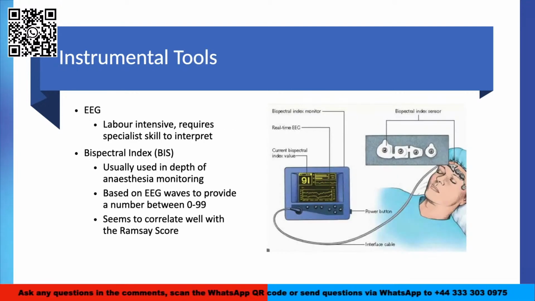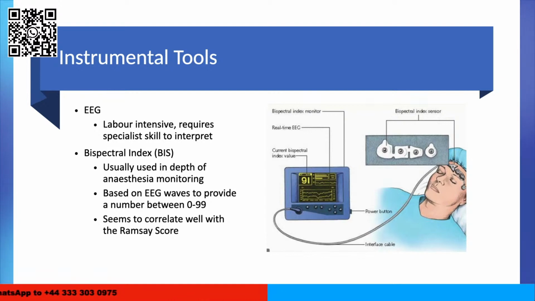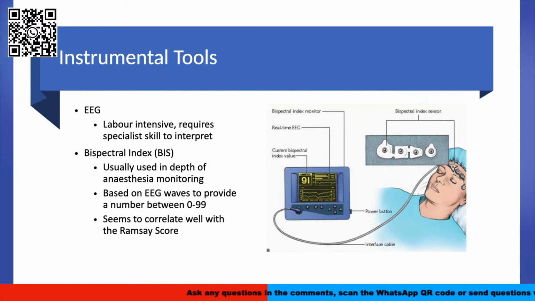Some non-subjective ways of measuring sedation include instrumental tools such as the EEG and the bispectral index or BIS monitor. EEGs are rarely used in the critical care setting as they are labour intensive and require specialist skill to interpret. However, BIS monitoring is becoming increasingly used. These have previously been used as depth of anaesthesia monitoring for total intravenous anaesthesia in theatres.